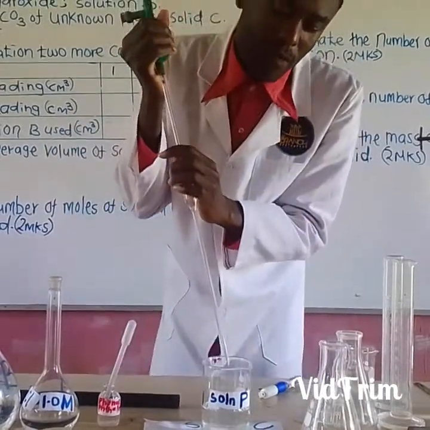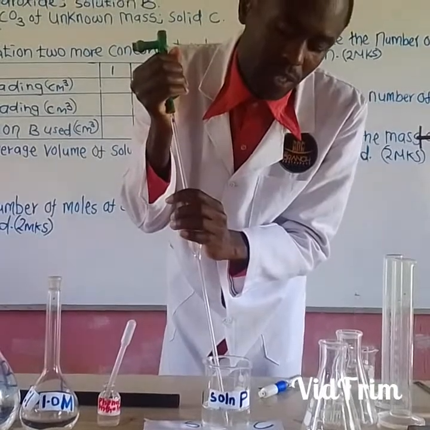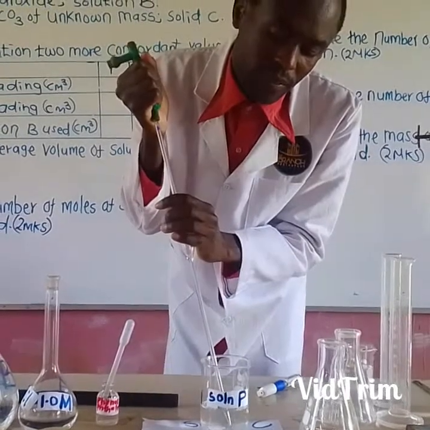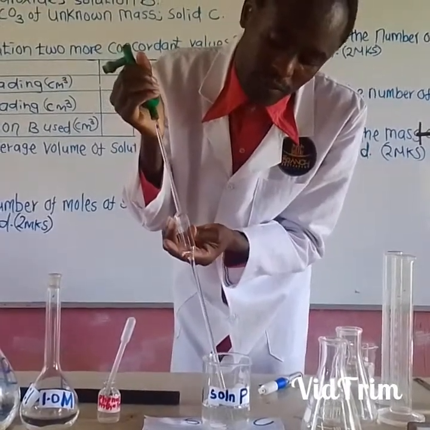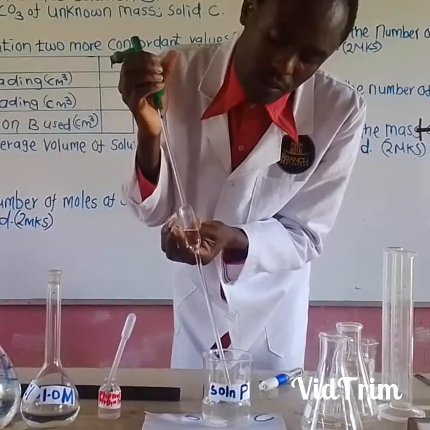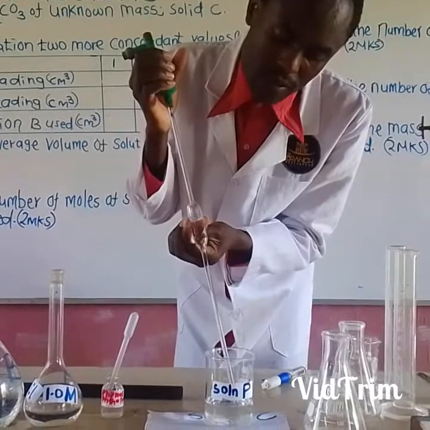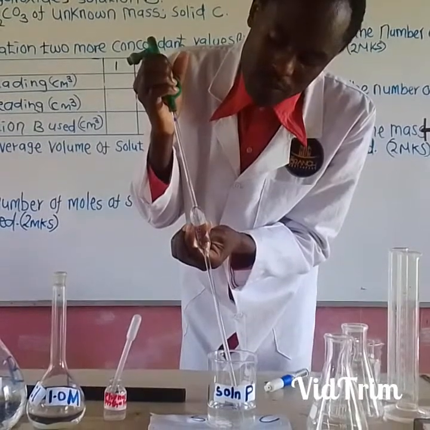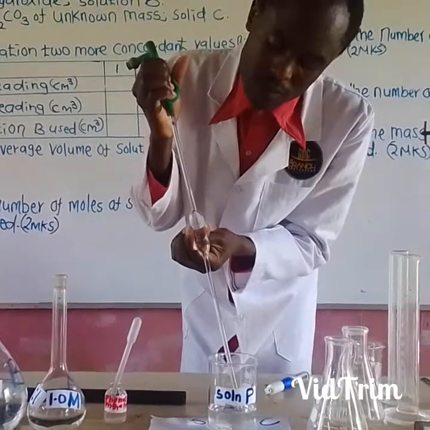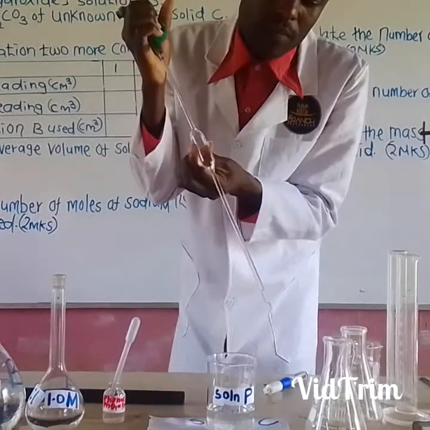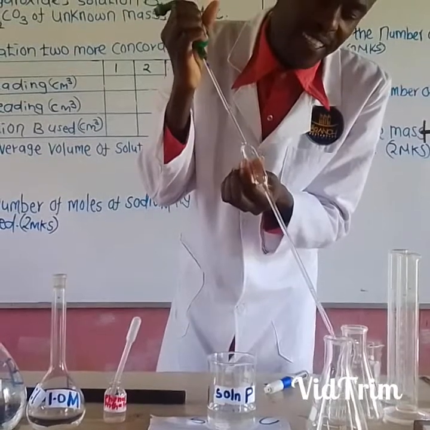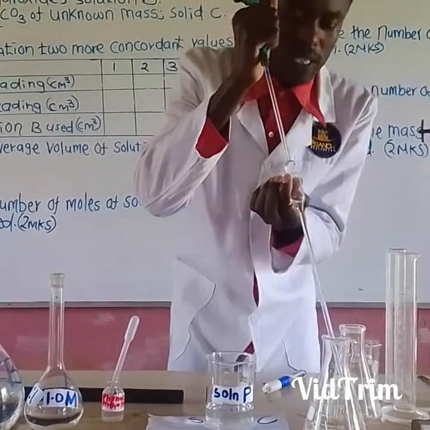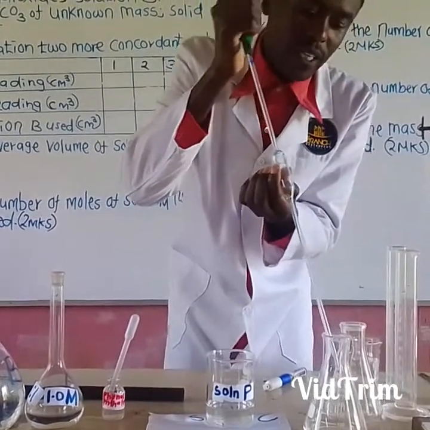So let us now pipette 25 centimeter cube of solution P using a pipette. So this is exactly 25 ml of solution P. So I'm transferring it into a clean conical flask, like that. Is it okay?